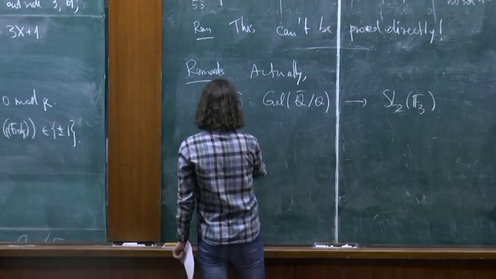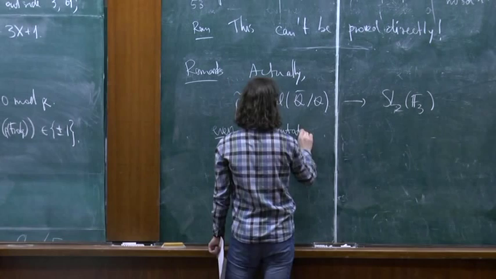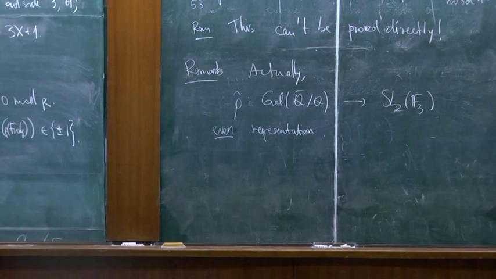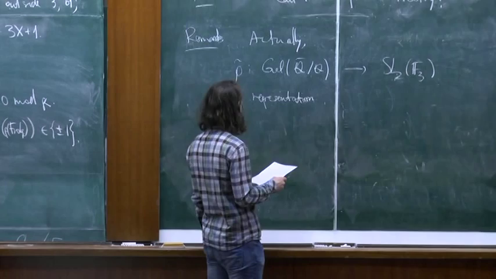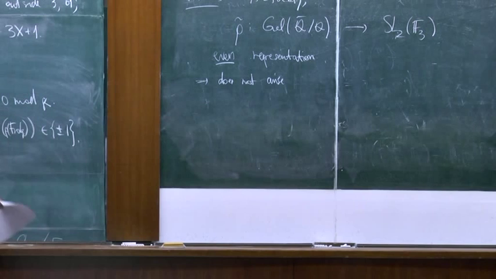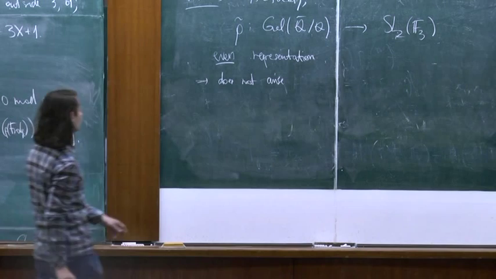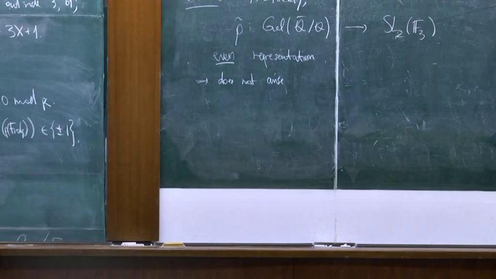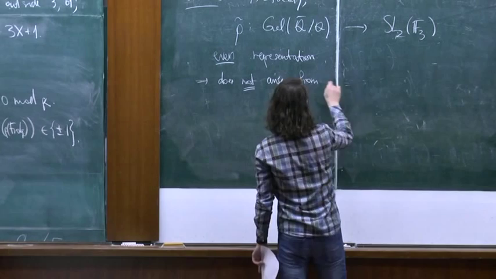And this is an even representation, meaning that the image of complex conjugation is plus or minus the identity. So yesterday I said that essentially all finite Galois representations should come from the homology of the modular curve in this case. But I was lying a bit, because only the odd ones should come from there. The even ones shouldn't come from there. So this does not arise from the homology of the modular curve.